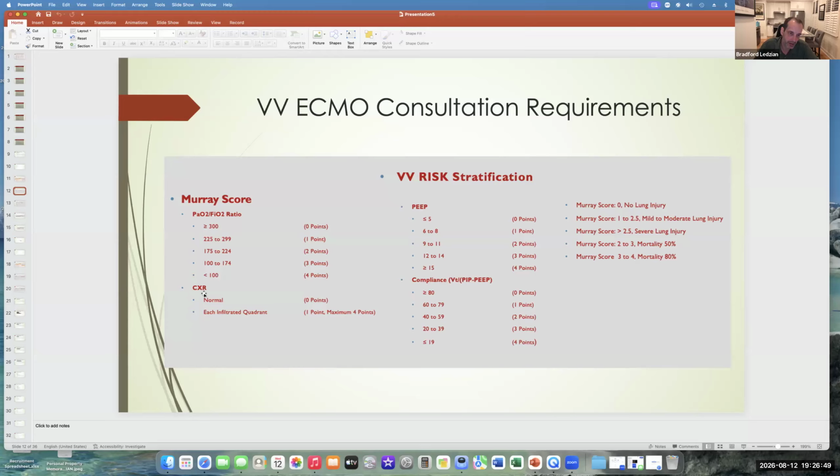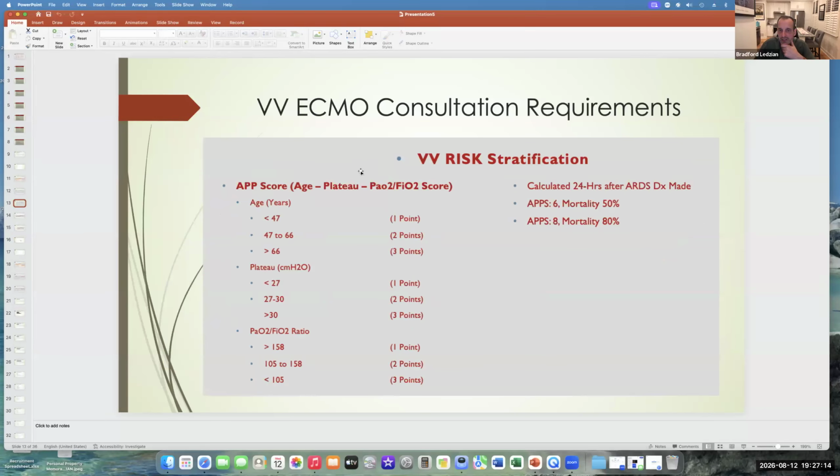Same thing that talks about how many quadrants you have infiltrates on your chest X-ray, the amount of PEEP you have, because PEEP increases your compliance, and lung disease of the parenchyma manifests as decreased compliance. And we talk about the compliance itself as well in the form of this formula. Again, you can see how the score correlates to survivability. Same thing with the APPS score, age, plateau, and they're talking about your inspiratory plateau pressure, which is when you take a breath and then hold it, and then your PaO2/FiO2 ratio. And again, your scores will correlate to different mortality points.